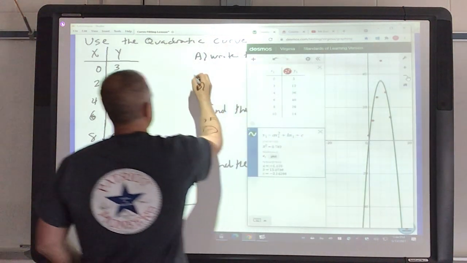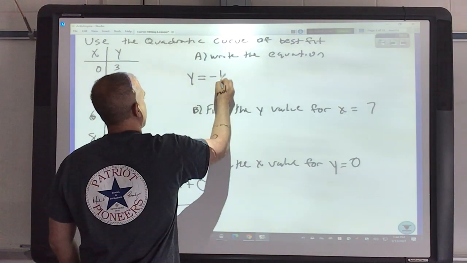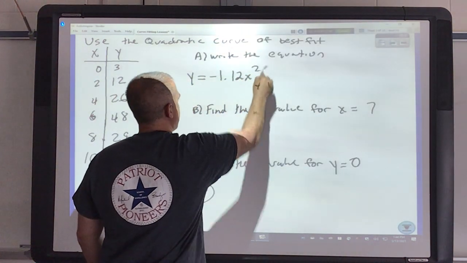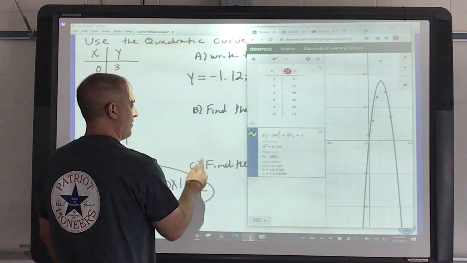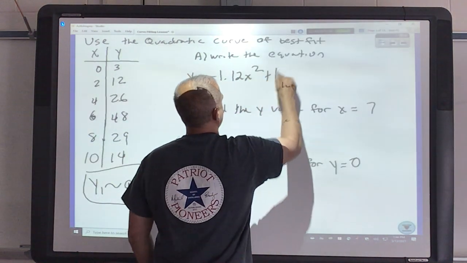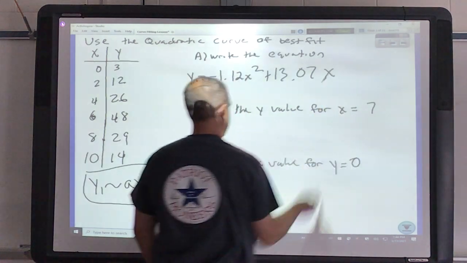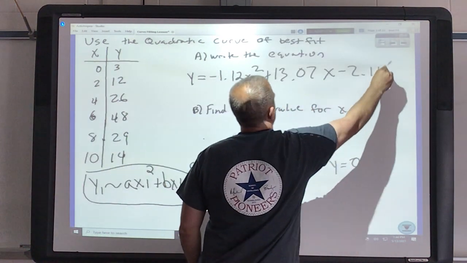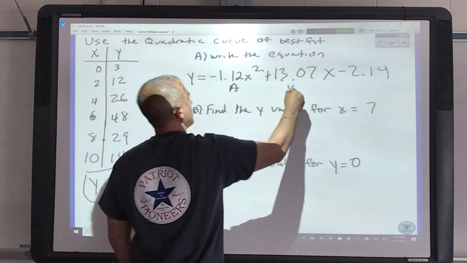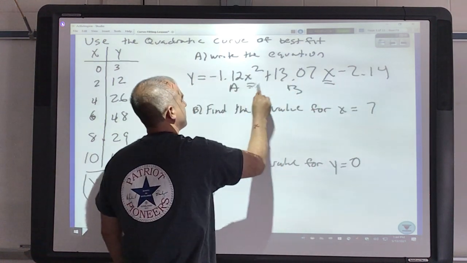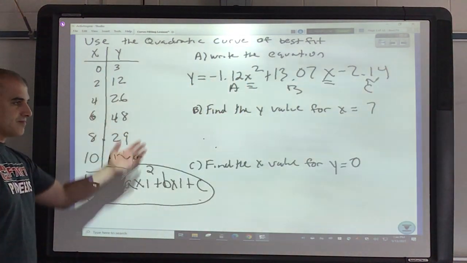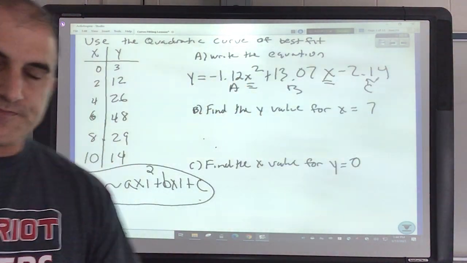I can write y equals negative 1.12 x squared plus 13.07 x minus 2.14. So this is your a, this is your b. Notice that a is in front of x squared, b is in front of x, and this is your standalone number. Now, here's sort of the new thing we're doing.